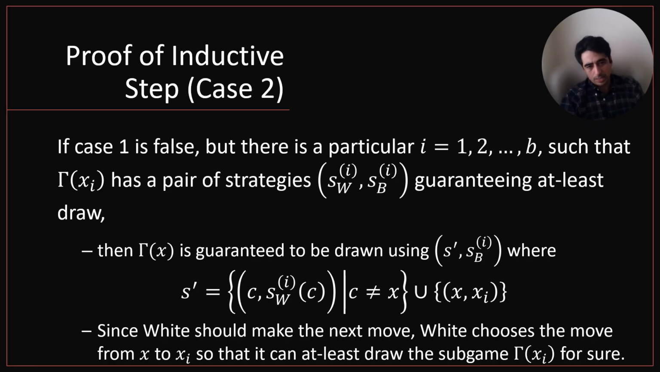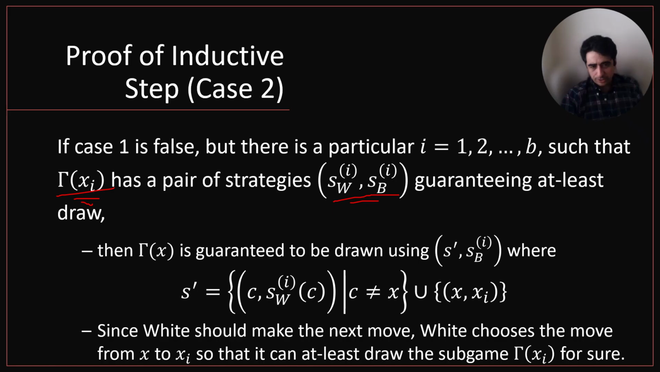It says, let's assume that case 1 is false. So remember, case 1 was one of the children of x must have a winning strategy for white. So case 1 is false. There's no such xi. But there's a particular i such that the gamma of xi, that means the subgame starting at xi, has a pair of strategies, SW and SB i, guaranteeing at least a draw. So that means one of the children will have a pair of strategies that guarantees at least a draw for both sides.